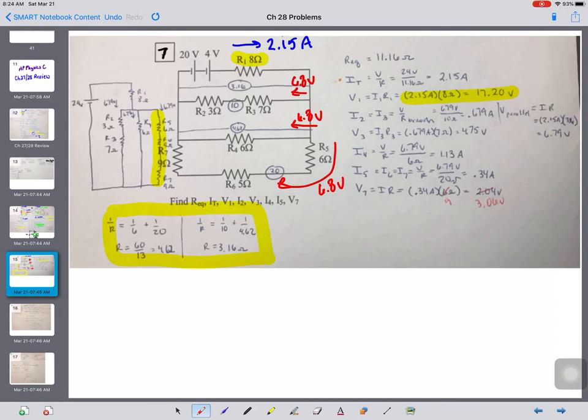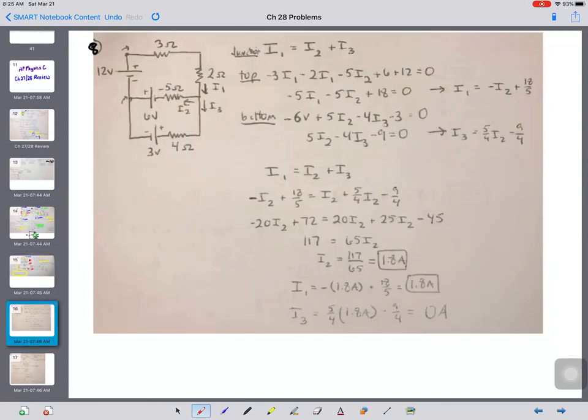And V7, likewise, we have to calculate the current first. And so the current in that is going to be the 6.8 volts divided by the 20 ohms, which is 0.34 amps. And then that 0.34 amps multiplied by 9 ohms to give you your equivalent resistance or your total voltage. Sorry, I've been making a lot of videos.